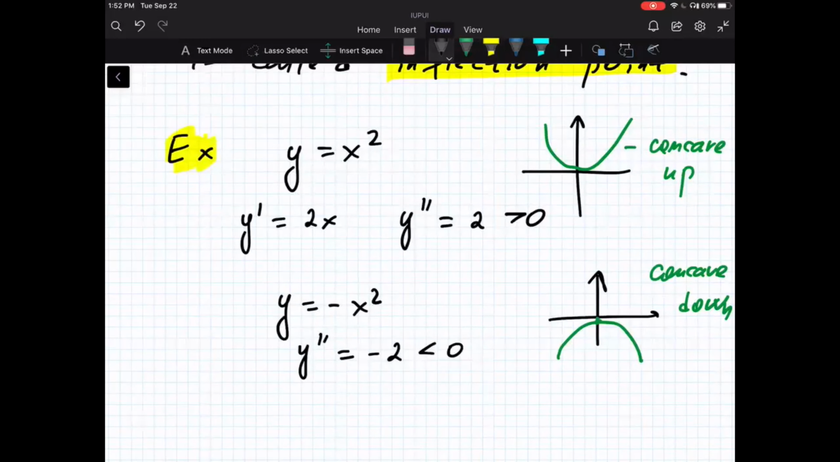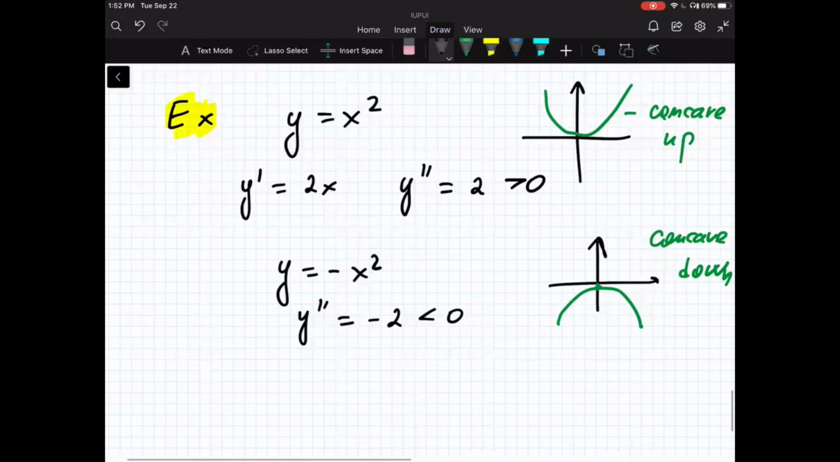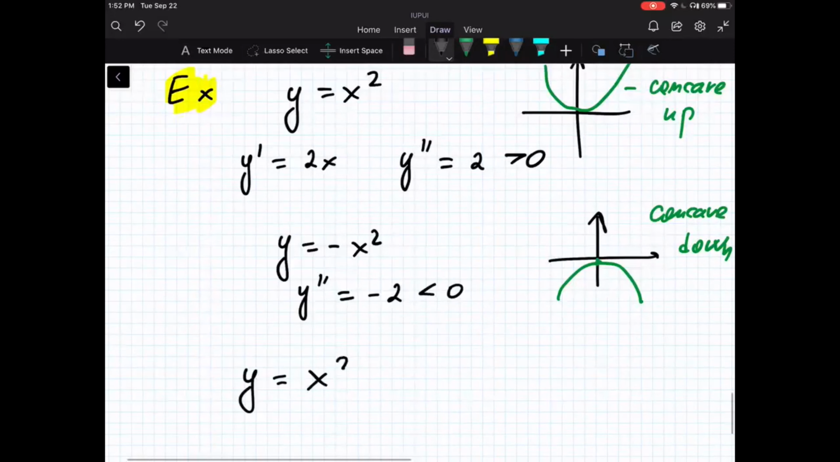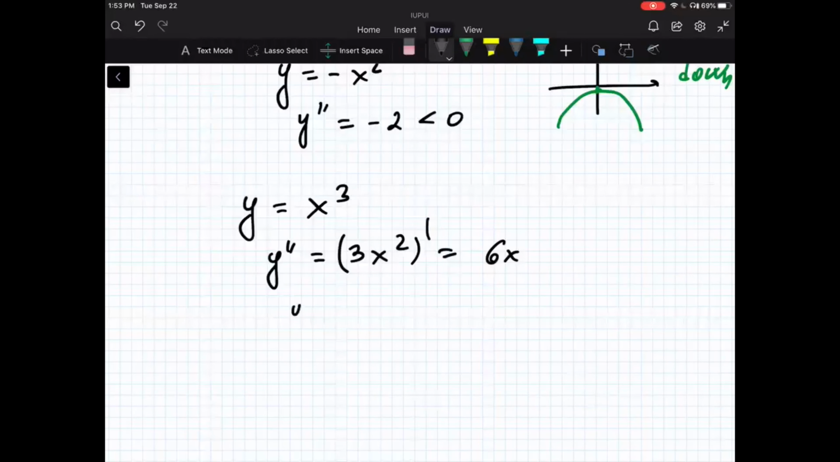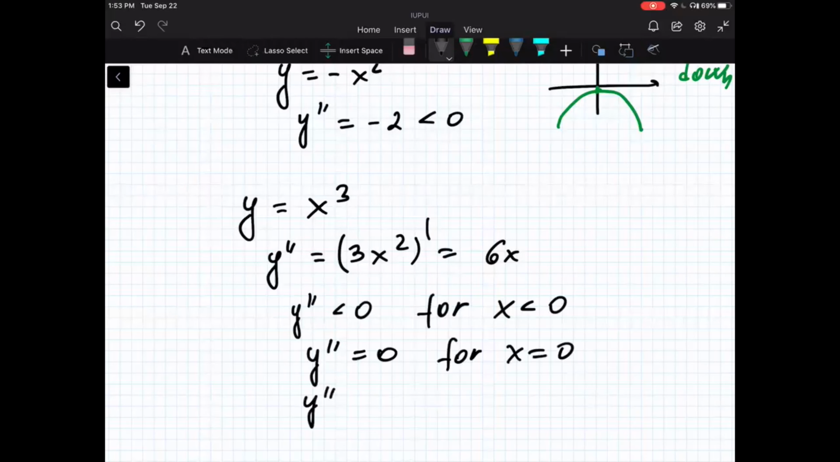And what about the inflection point? Let's consider our also favorite example, x cubed. If you calculate the second derivative, you will get what? If you calculate it once, you will get this, and then it will be 6x. And so you see that the second derivative is negative for x less than 0, equal to 0 for x equals 0, and positive for x greater than 0.